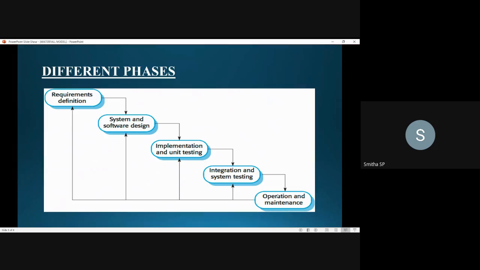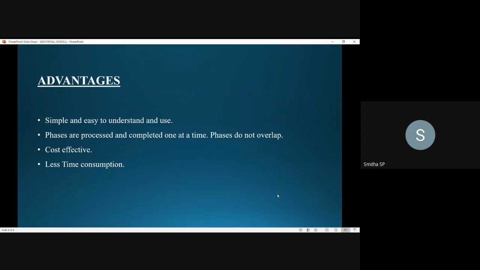Then we will look into some of the advantages of the waterfall model. It has mainly four advantages. That is, it is simple and easy to understand and use. Phases are processed and completed one at a time. Phases do not overlap. And it is cost effective and less time consuming. Let's see them one by one. First, the advantage is that it is simple and easy to understand and use.